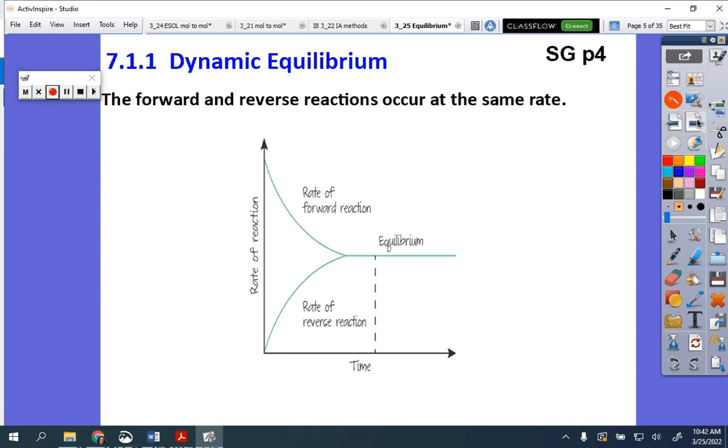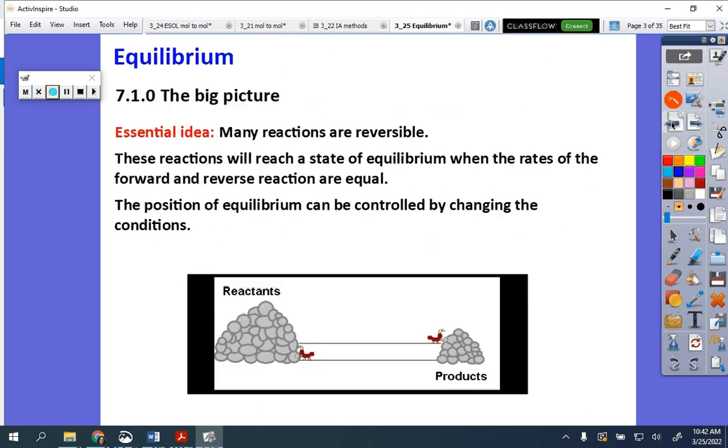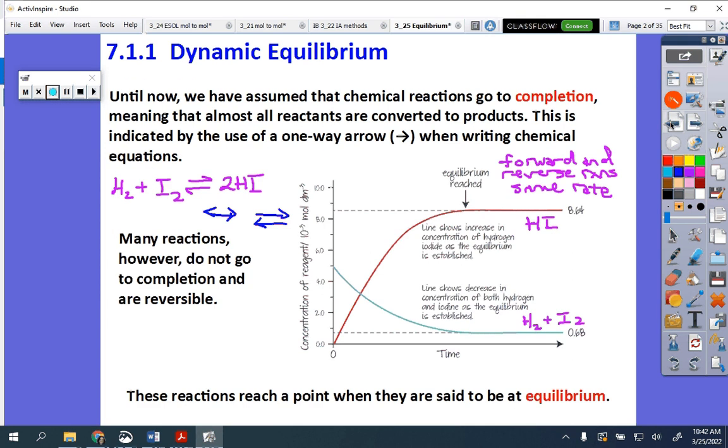And then at some point, we reach the point where the rates of the forward and reverse reactions are the same. So I want you to be able to recognize that on a rate of reaction graph, equilibrium is where the lines meet, versus a concentration graph, where equilibrium is where the lines are constant.